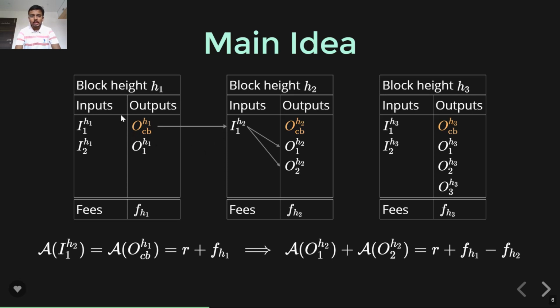Therefore these two quantities are equal and therefore the amounts in them are also equal, which is equal to the constant mining reward r plus the fees of block h1, f_h1. And now this amount gets distributed to the regular transaction outputs in block h2. Therefore the sum of amounts in these two outputs would be r plus f_h1 minus f_h2. We subtract the fees of block h2 because to include this transaction in block h2 we need to pay some fees to the miner.